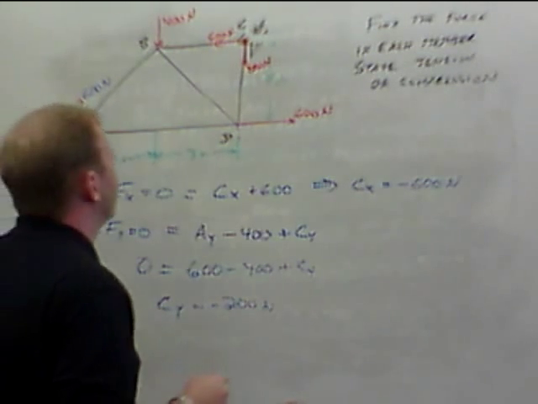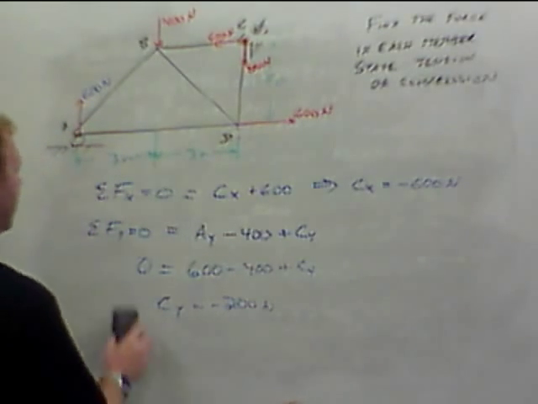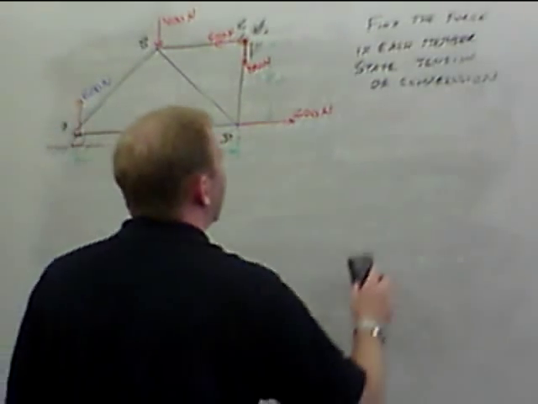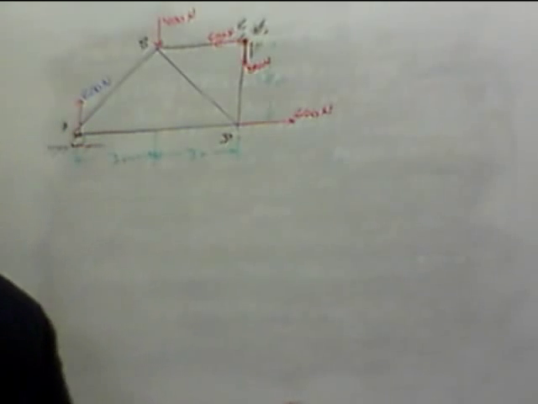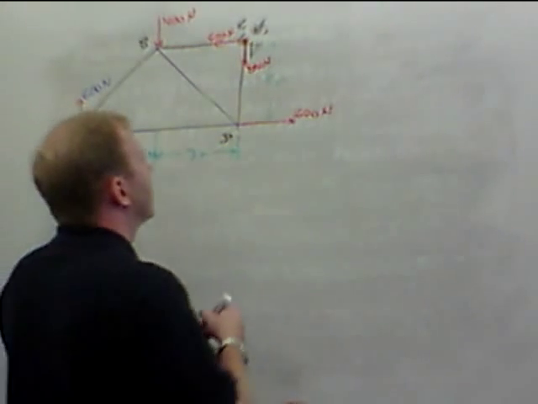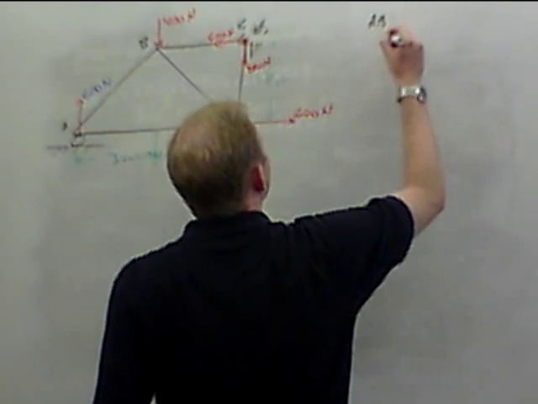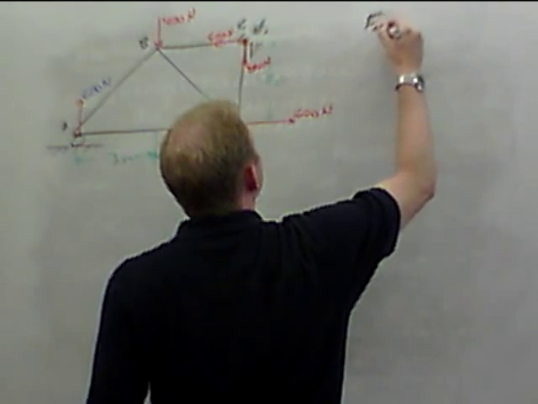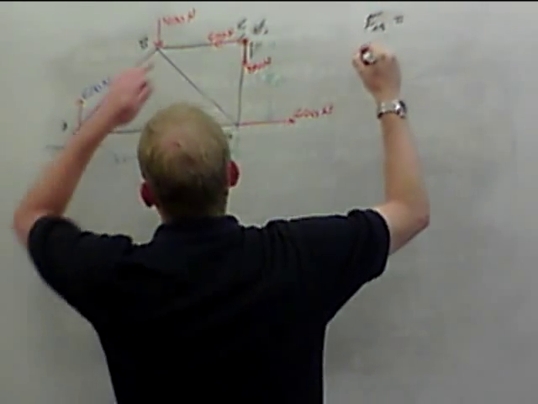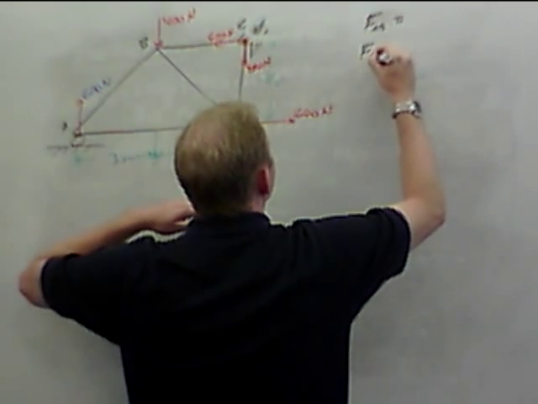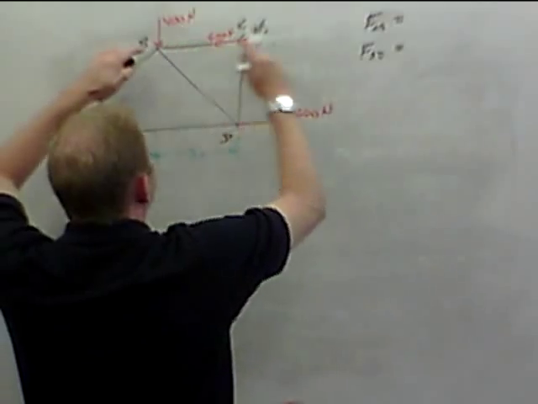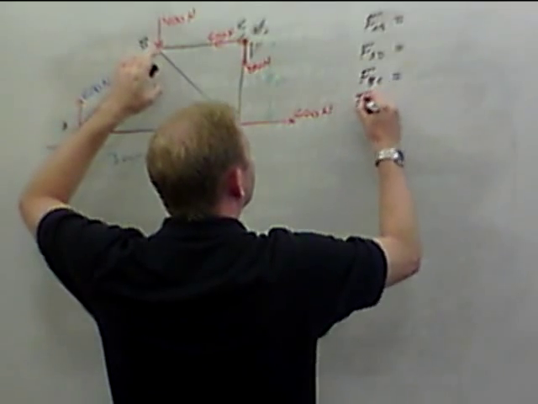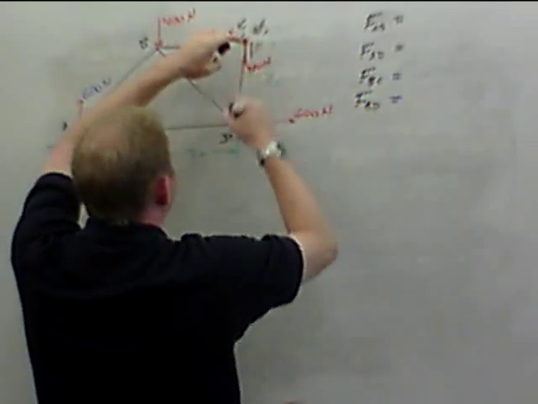What this allows me to do now is start to do free body diagrams and solve what each of these values are. I don't need that anymore. So what I'm going to do is set up a table here: FAB, FAD, FBC, FBD, and FCD.